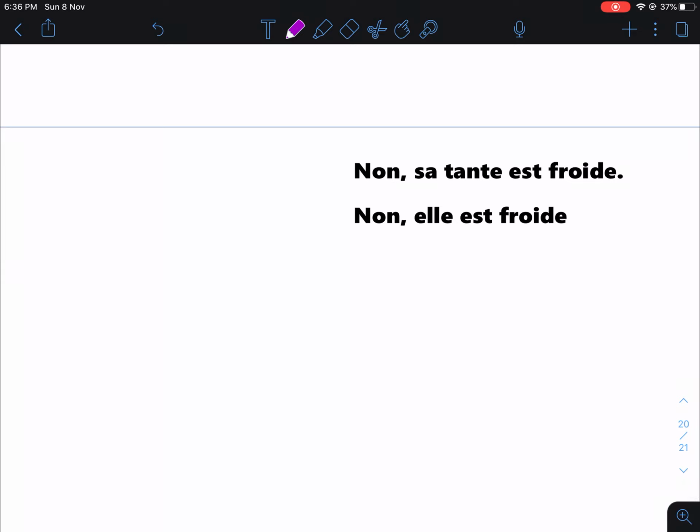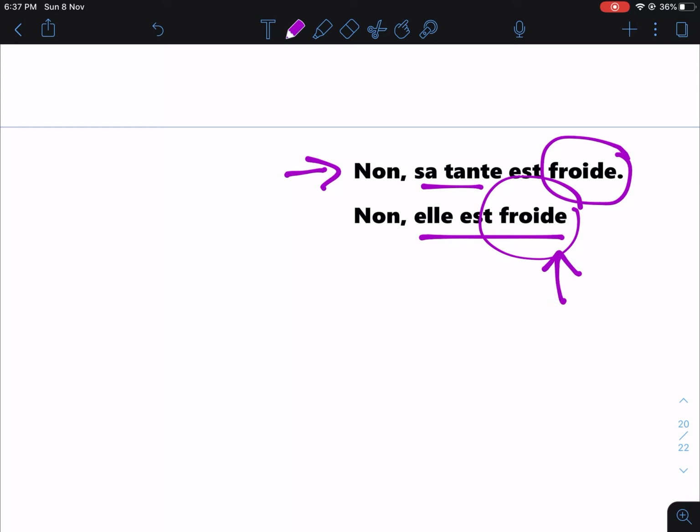All right, this will be the answer to whether his or her auntie is warm. The answers are non, sa tante est froide. Well, you have chaleureuse. Chaleureuse means warm, and froide here means cold. Okay, the opposite of chaleureuse. Non, sa tante est froide. No, his or her auntie is cold. Non, elle est froide. Okay, she is cold. Cold like ice.